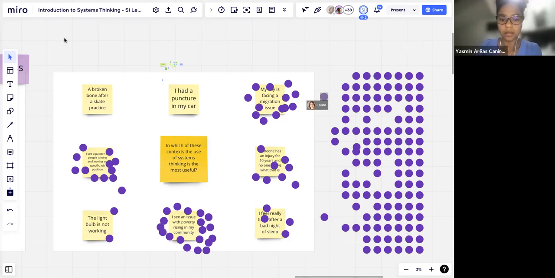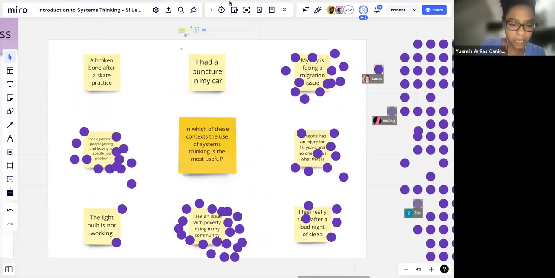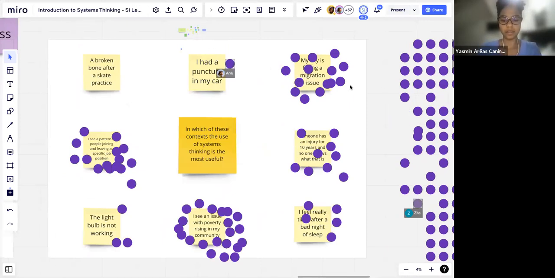But let's come here and see which ones you used. So I see a pattern of people joining and leaving a specific job position. Can maybe one person tell me why you think systems thinking is a good perspective to use here? Someone who put a dot on this one.